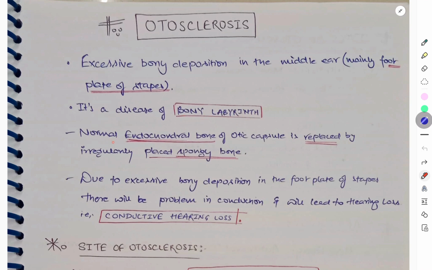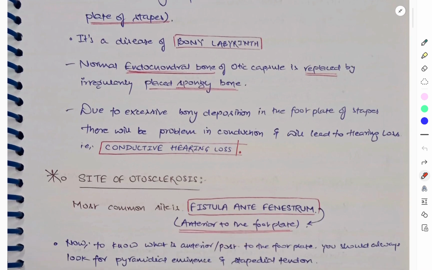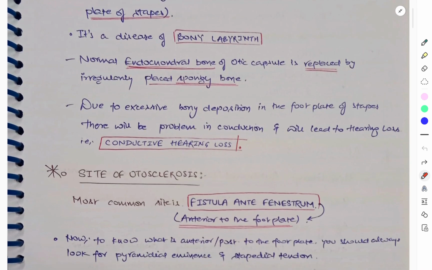What happens here? Normal endochondral bone of the otic capsule is replaced by irregularly placed spongy bone. Okay, so there was some normal endochondral bone that was replaced by spongy bone. Simple. Why is it happening? Due to excessive bony deposition in the footplate of stapes, there will be a problem in conduction for sure, and that will lead to hearing loss. That is conductive hearing loss in stapedial type. But in cochlear type, we have sensorineural hearing loss.